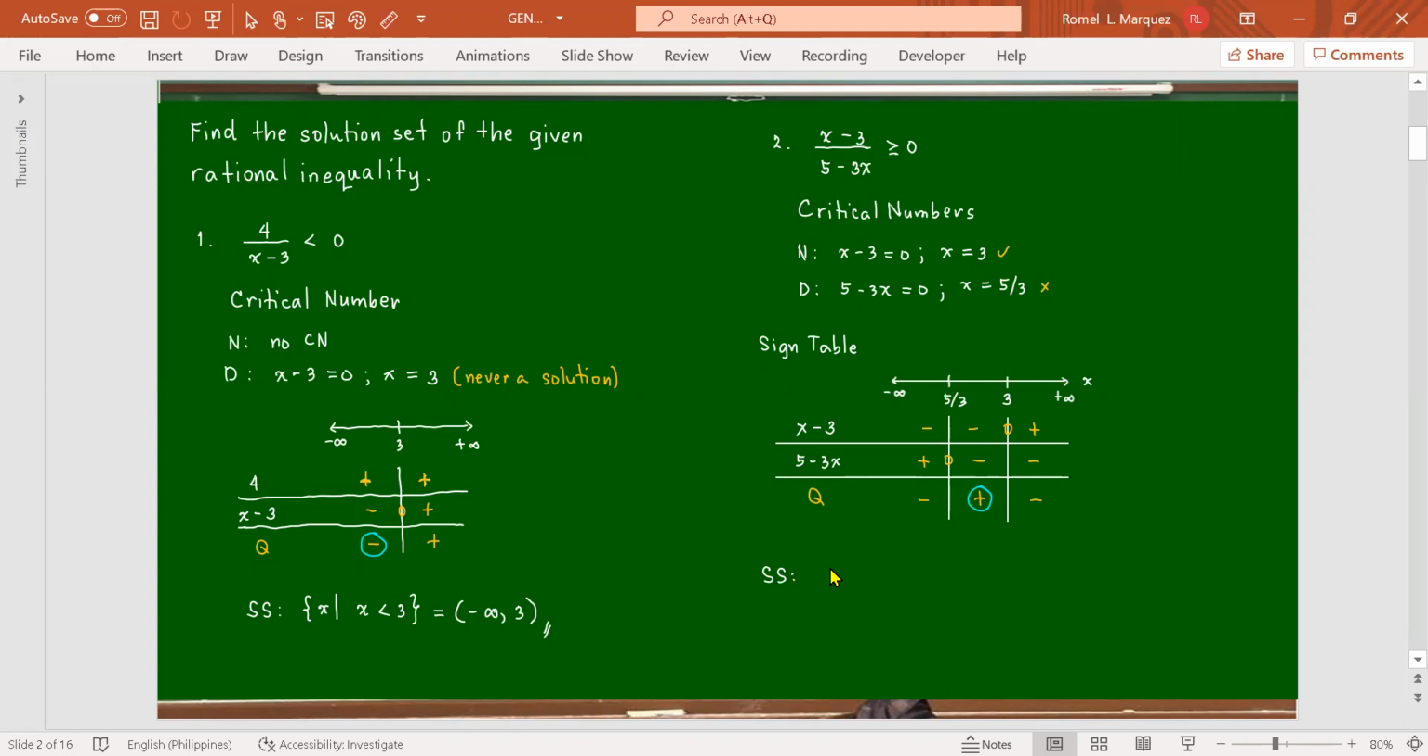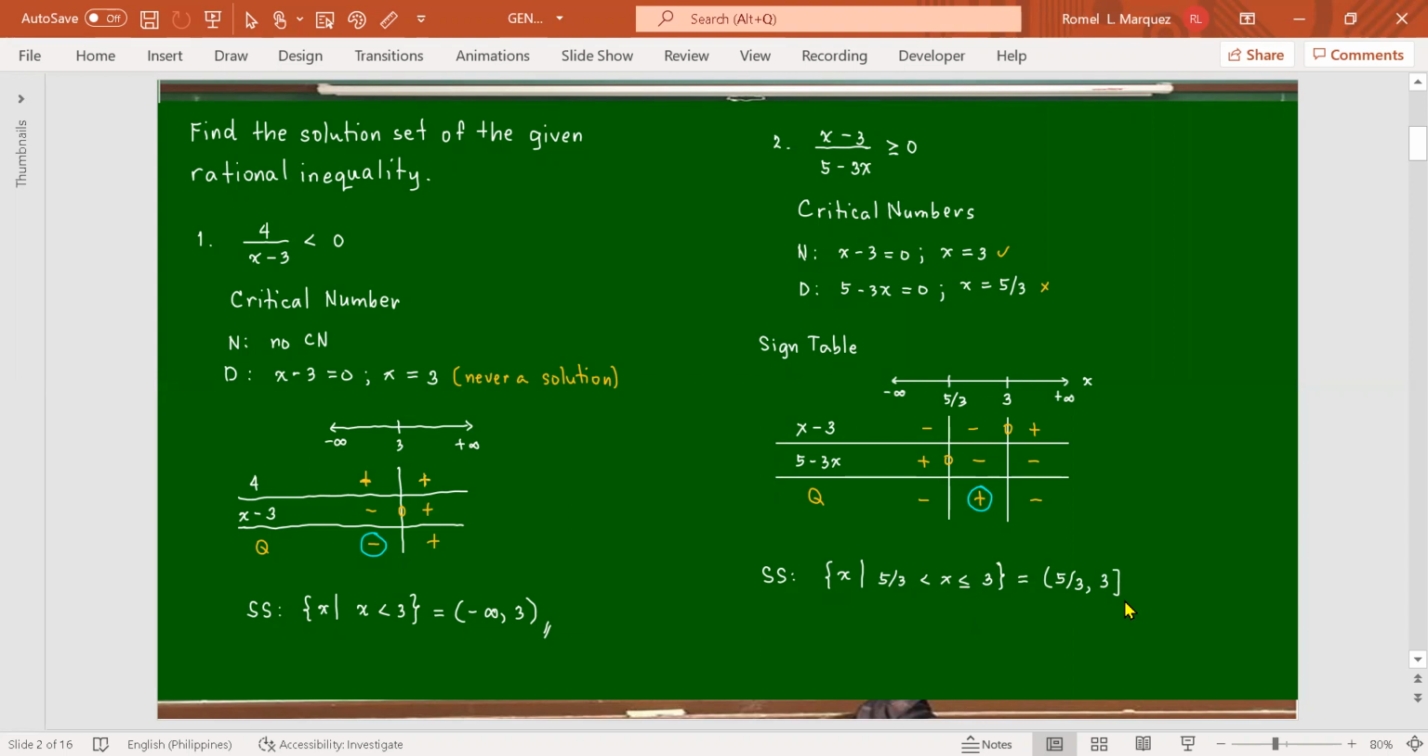Anyone? Collection of all x such that what? X is between 5 over 3 and 3, greater than 5 over 3 and less than or equal to 3. We include 3, no? Okay, guys? And in interval notation, that is open parenthesis, then 5 over 3, comma 3, close bracket.